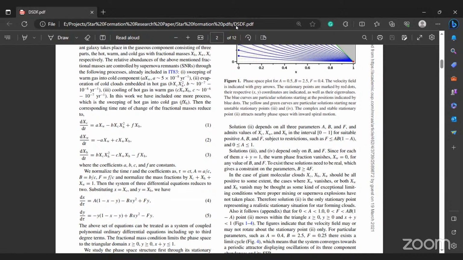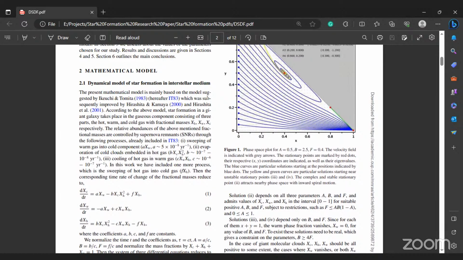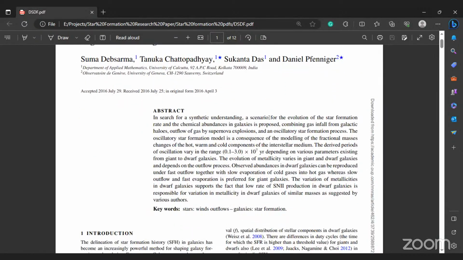Yes, go ahead. It's basically the model revolves around three terms. I forgot what those terms were, but these three equations just describe the changes in these three terms. The abstract mentions them, but I have joined from phone, so I don't remember exactly what those terms are. Really sorry for that. Okay, we can open the abstract. It's not an issue. Yes, gas, infall from galactic halos, and these three are basically the terms mentioned in the second and third line.